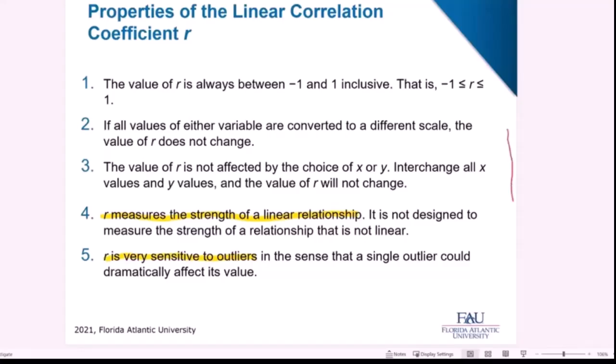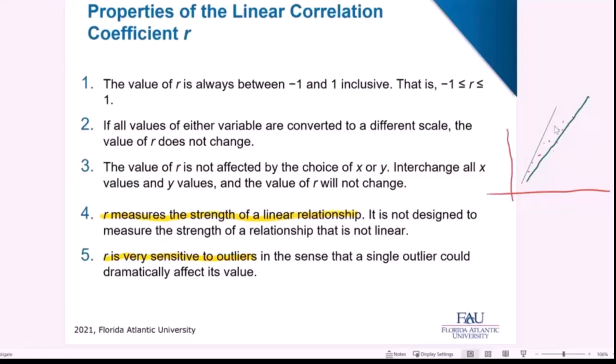R is very sensitive to outliers in the sense that a single outlier could dramatically affect its value. What if I have a scatter plot that looks like this? These are all dots. And then I have a dot here. With that dot, I'm going to have to make my line look more like this. It can't follow the trend of those other dots because that top dot is pulling it. If I were to draw the line that connects all the other dots, it would follow that line.